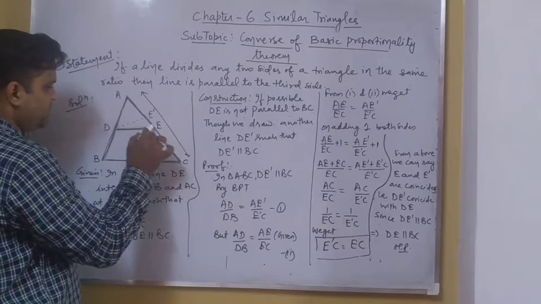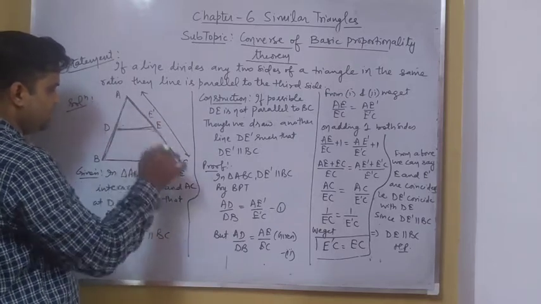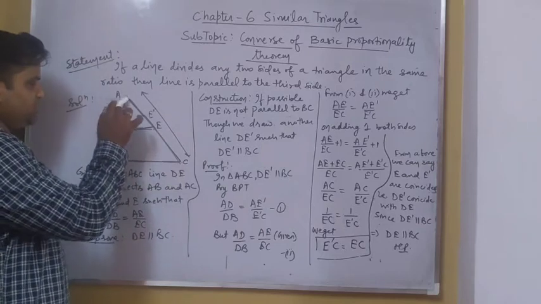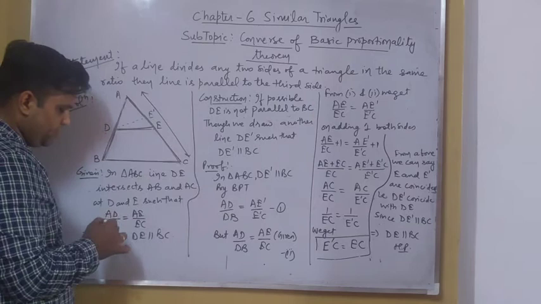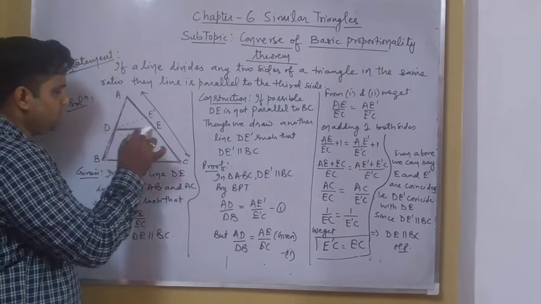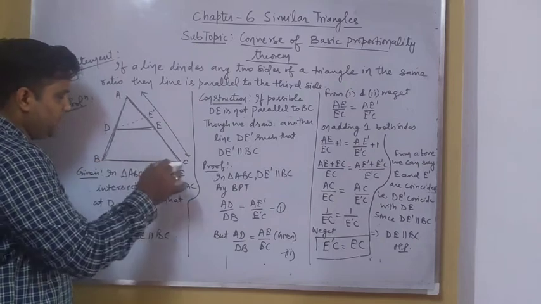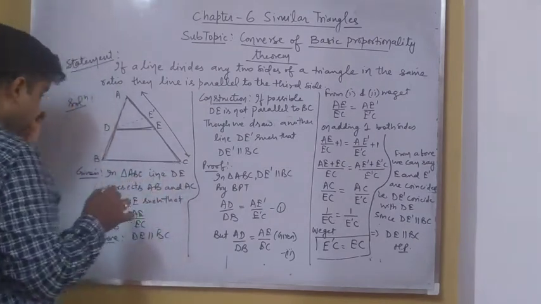Here DE is a line which divides the two sides of the triangle, AB and AC, in the same ratio. That is, AD upon DB is equal to AE upon EC, which is given here. We have to prove in the theorem that DE is parallel to BC.